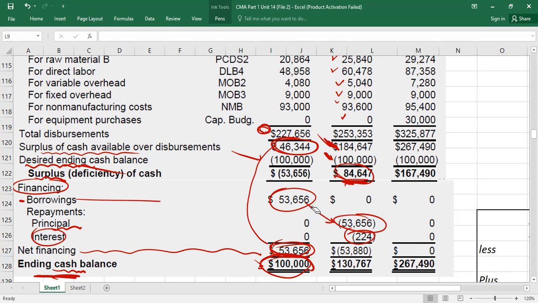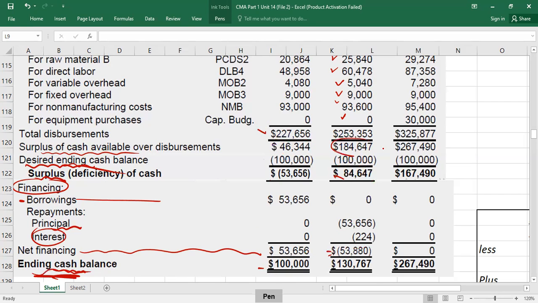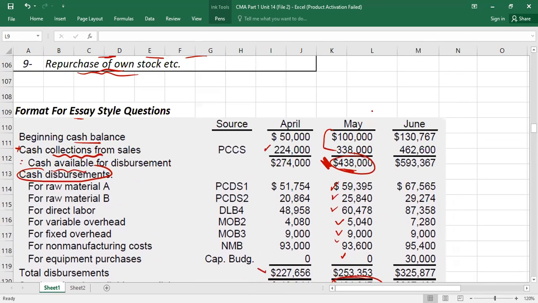So then this is the total of the financing section. How much? 53,880. The reason is because we have repaid the principal value and interest value. So then guys, how will you get the ending cash balance for the month of May? Again, I'll pick these two values. Which value? I'll pick this value, which is called surplus of cash available over disbursement, plus or minus the total of net financing, our financing section. So I'll plus or minus and get the final ending cash balance. Understood? Then the final ending cash balance will again be the beginning for next month.